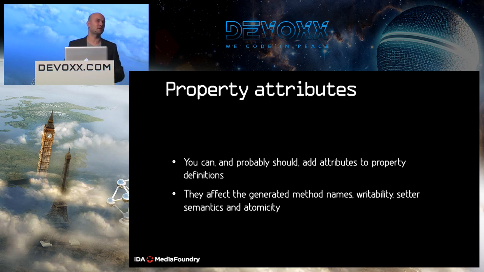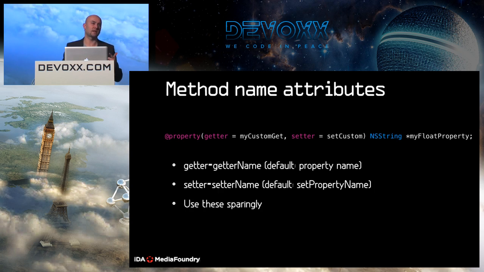So let's look at these property attributes. A property attribute basically modifies the way a property behaves. So it affects, for example, the names of your getters and setters. It makes it writable or read-only. So we can have a property that's only read-only. The inverse doesn't exist. Only writable doesn't exist. And it will do something with the atomicity of things. So that's important when you think about threads.